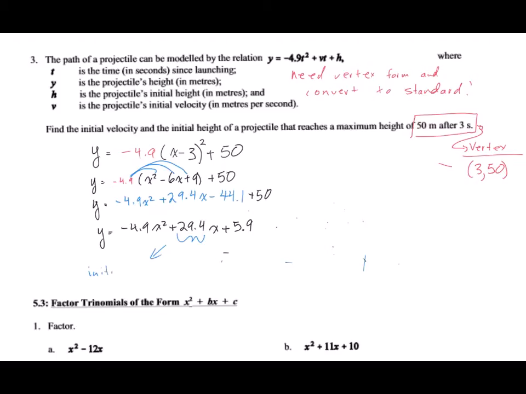the one that had the single x term or t term. So our initial velocity is going to be 29.4 meters per second. Okay, and the initial height is going to be the starting height, which is just going to be 5.9. And that is at the end of our equation.